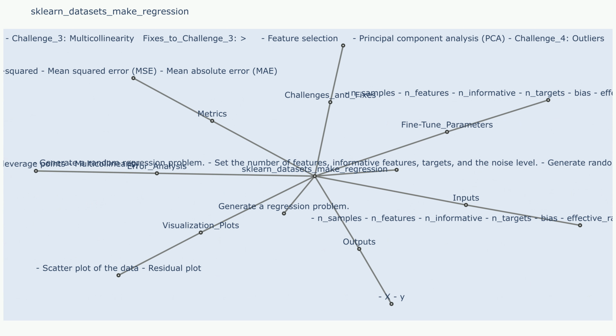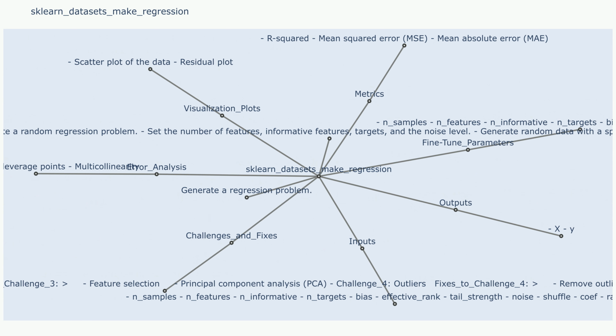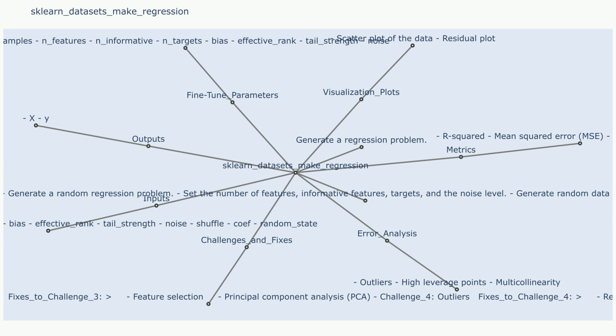Fine-tune parameters. N samples: adjust the number of samples to match the size of the real-world dataset. N features: choose the number of features relevant to the problem being modeled. N informative: set the number of features that contribute meaningfully to the target variable. Bias: adjust the bias term to account for any inherent offset in the data. Noise: adjust the noise level to mimic the real-world data's variability.